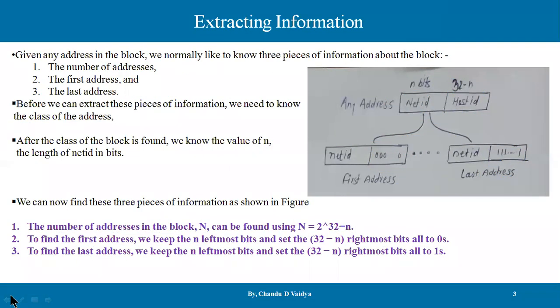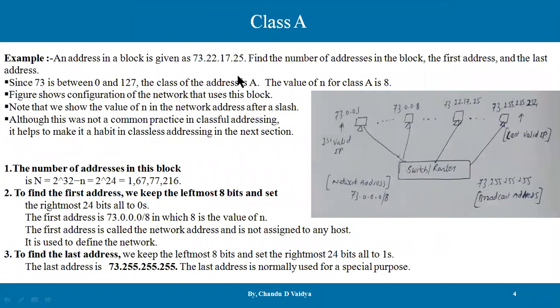Okay, so let's apply this concept to a class. Let's take one numerical, and this numerical belongs to class A, guys. An example is given. An address in a block is given as 73.22.17.25, and we have to find the number of addresses in the block, the first address and the last address.